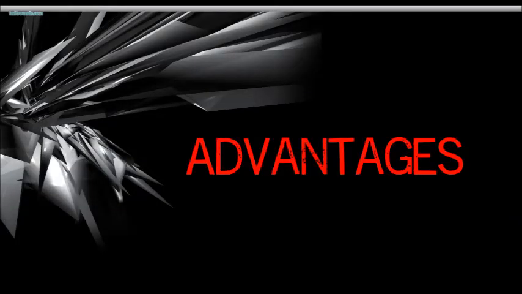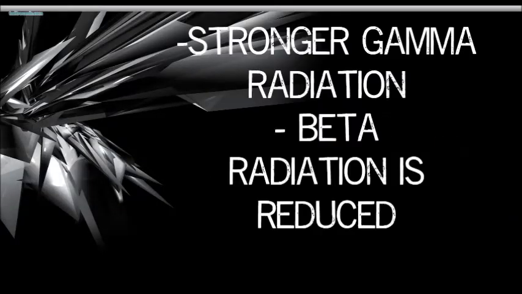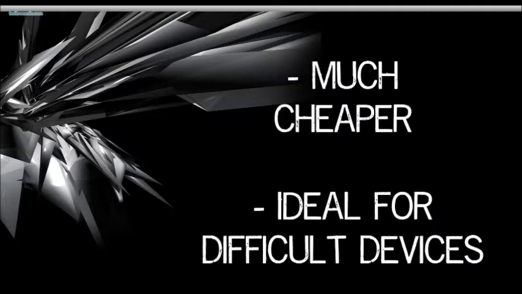There are quite a few advantages of using Cobalt-60. The one that most people would know about is that it has a stronger amount of gamma radiation and its beta radiation is reduced. Cobalt-60 is also much cheaper in price and is ideal for more difficult devices with long lumens and matted surfaces. Cobalt-60 is able to sterilize items that if they were sterilized with heat would become damaged.